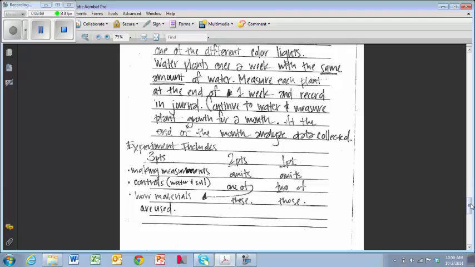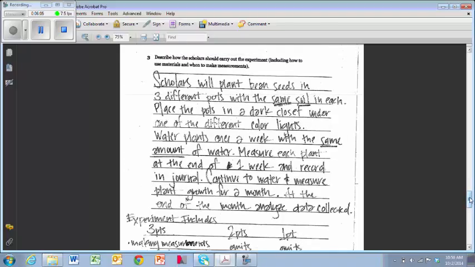One of the most common things that we see on this question is that scholars will leave out that they need to measure the plant at the end of each week to determine which light is the most effective. So they'll set the experiment up perfectly, plant, light, let it go, but then they don't actually say that you need to measure once a week or twice a week to see how the plants are growing. So that might be something to watch out for.